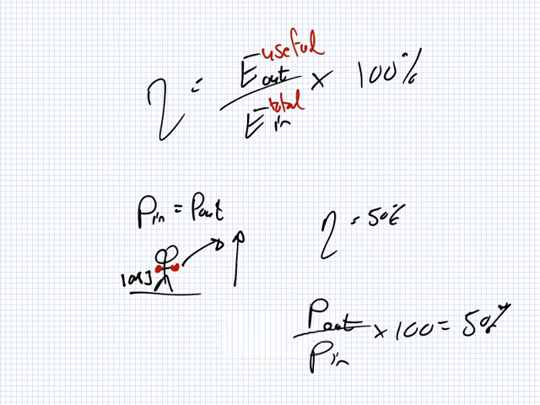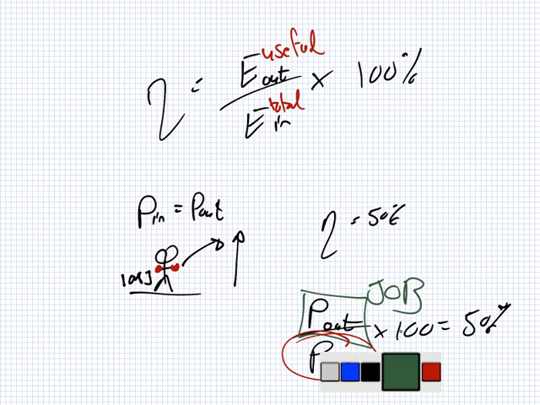Now this is the same job being done. It's the input that must be different. In fact, by this formula, it must be twice as big. Yeah. It's because the energy is wasted as heat. It means more input energy is needed.